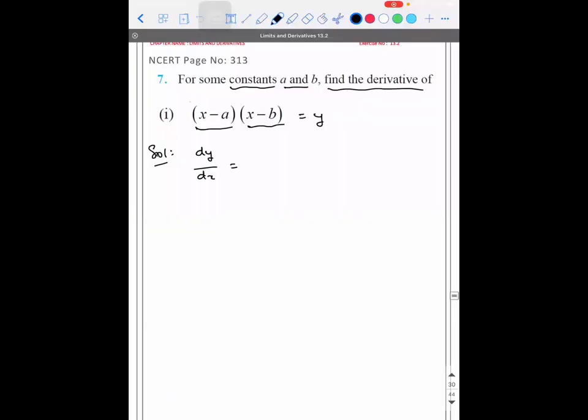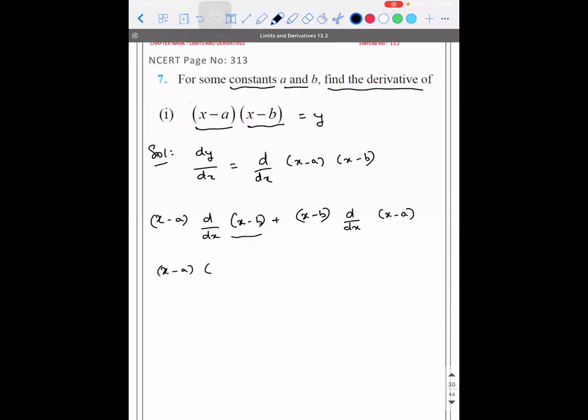Yeah. So what is dy by dx here? d by dx of (x minus a) into (x minus b). So how to find the derivative? x minus a into d by dx of (x minus b) plus (x minus b) into d by dx of (x minus a). So (x minus a) into the derivative of (x minus b) is 1, plus (x minus b) into the derivative of (x minus a) is 1. So (x minus a) plus (x minus b) will be equal to 2x minus a minus b. So what rule did I apply? First function, second function. So I applied the product rule.